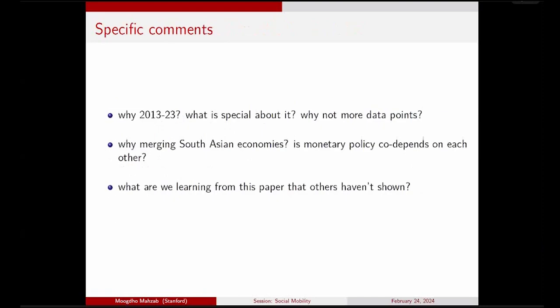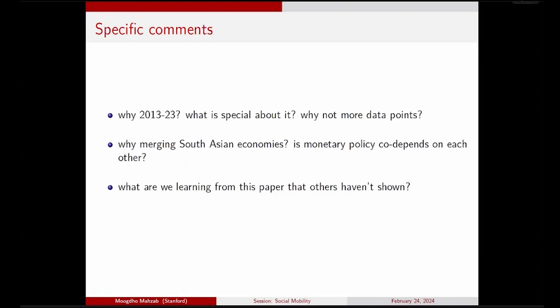So overall, this paper also looks like it's a work in progress. It's still not ready for going to a journal or a publication. So there is a lot the authors could do. A few specific questions: why have the authors used this 2013 to 23 time period? What is special about it? Why these 10 years? Because there is no limitation of using the years within your model, and this data is available actually. So I'm not sure why this 10-year period was taken and what is so special about it. So the authors need to write about it in the paper.